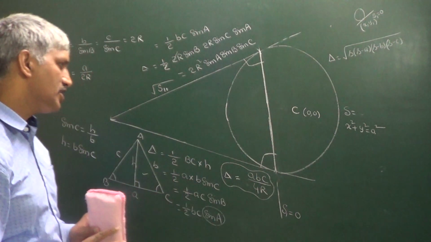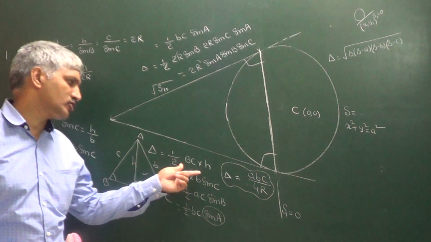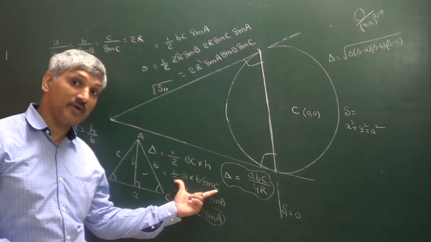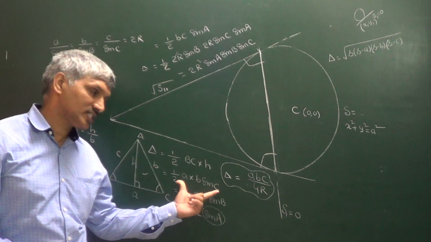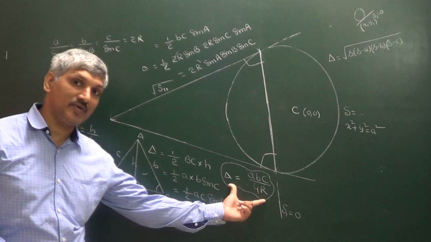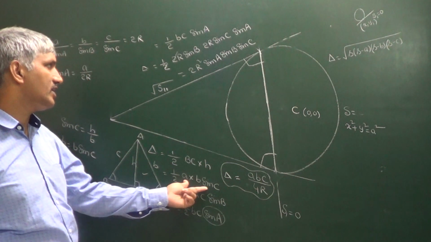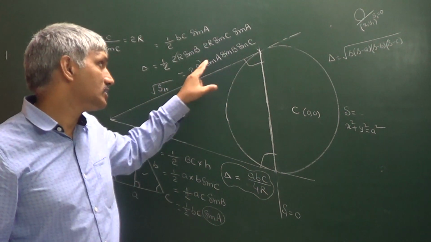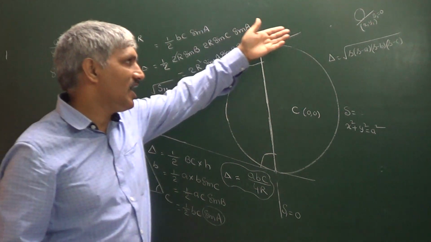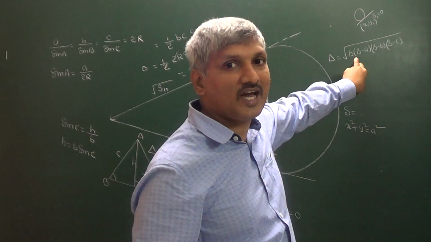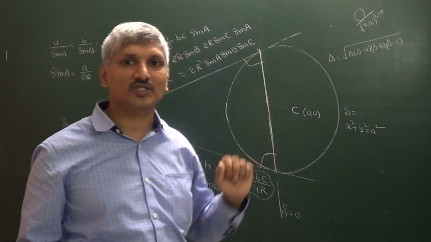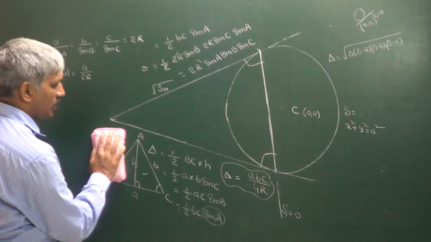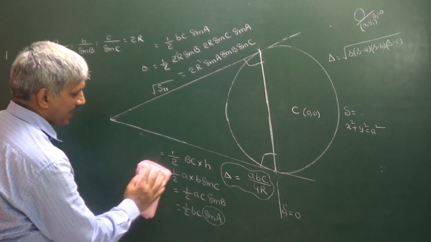Just a minute. Area of a triangle, you know, half into base into height. From that we discussed another formula, half into ab into sin C. From this we discussed another formula, delta is equal to abc by 4R. And again here we discussed another formula, delta is equal to 2R square into sin A into sin B into sin C, and this is your known formula. Delta is equal to square root of s into s minus a into s minus b into s minus c. These are the different formulas for finding the area of a triangle.